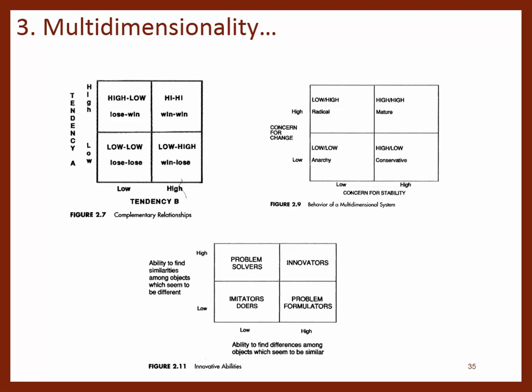And here's the last one. Ability to find similarities among objects which seem to be different, and low-high, ability to find differences among objects which seem to be similar. Then based on your classification, you can see if you're a problem solver, innovator, imitator, or problem formulator.